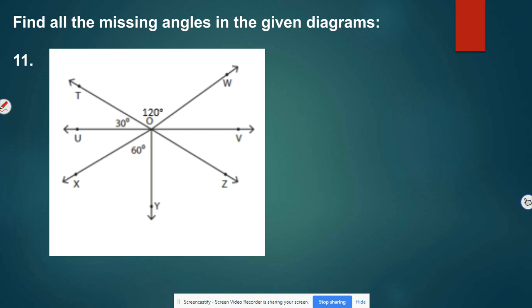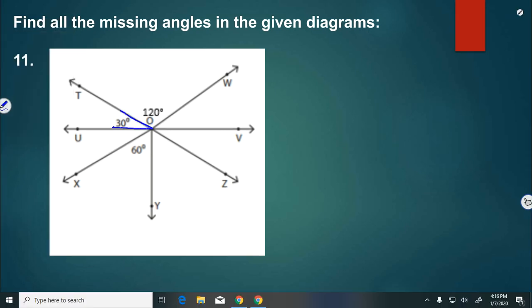Okay, then on the back, now it says find all the missing angles in the given diagram. So in the front, we labeled the angles with the types they are and then found some missing ones. Now we have to find all the missing ones. So here we have a whole bunch of angles. Now remember, the easiest type of angle to find is a vertical angle because those are congruent. So this 30 has to be the same as this because they are on opposite sides of the vertex.